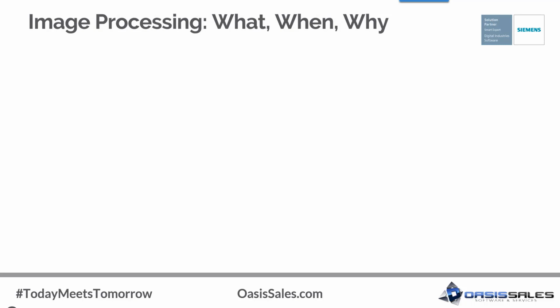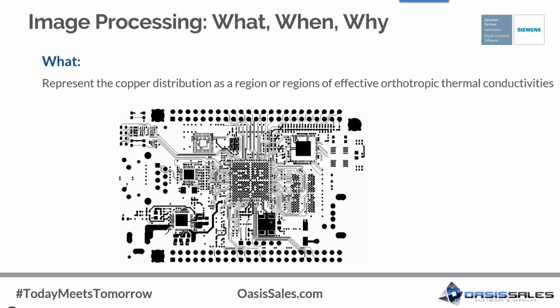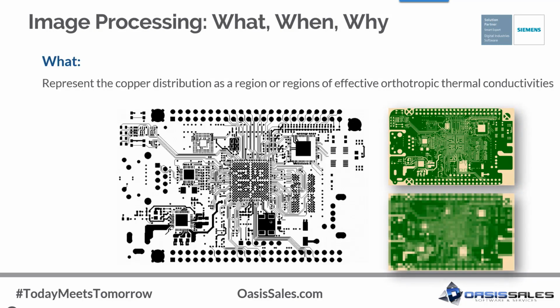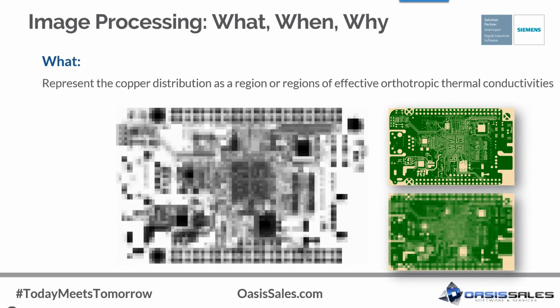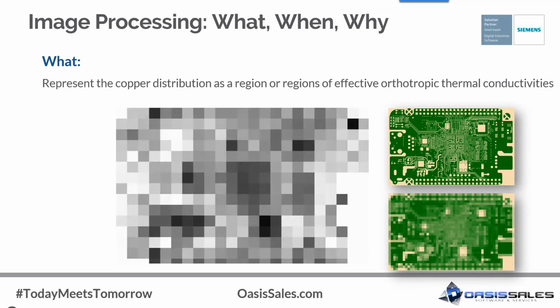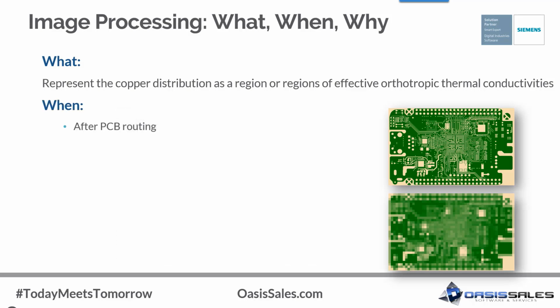This method still involves discrete regions of effective conductivities but allows for copper distribution within a layer. For example, if we pixelate an image, we get larger areas with multiple shades of gray. Each shade of gray would represent a different orthotropic conductivity. This method would be used after PCB routing, which would provide the images for each layer, and could be used in a system-level model when increased accuracy is desired.